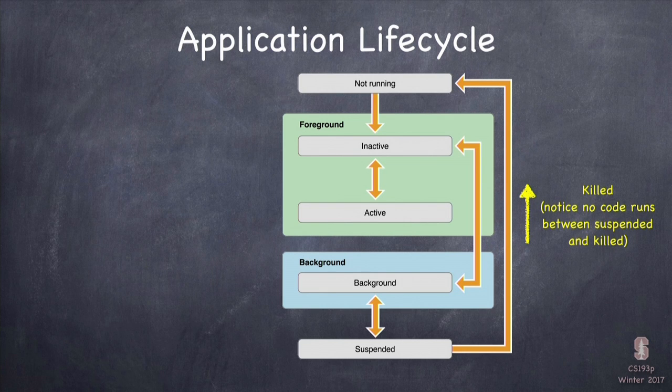No code of yours runs from the time you're suspended to the time you get killed. Why do you get killed? Well, maybe the user killed you explicitly. Maybe you started using too much memory and the system killed you. Maybe the phone's battery died. It got rebooted for some reason, whatever. So when you're in the suspended state, you have to be ready to just be killed. So you wouldn't want to have any unsaved data or anything else going on in that state. That's why you get the background state to get ready for that.